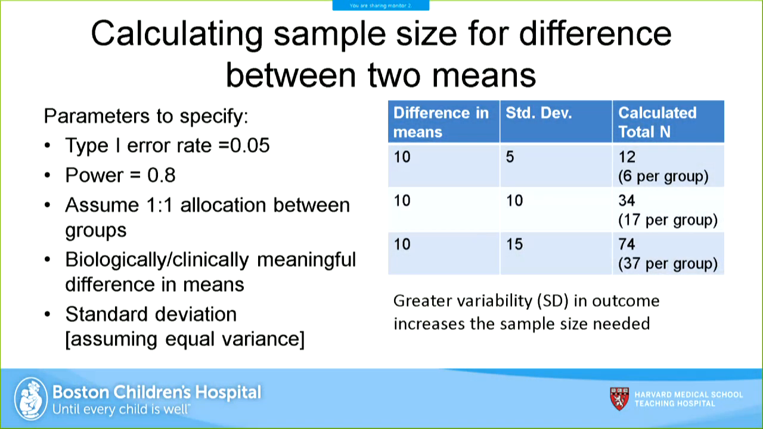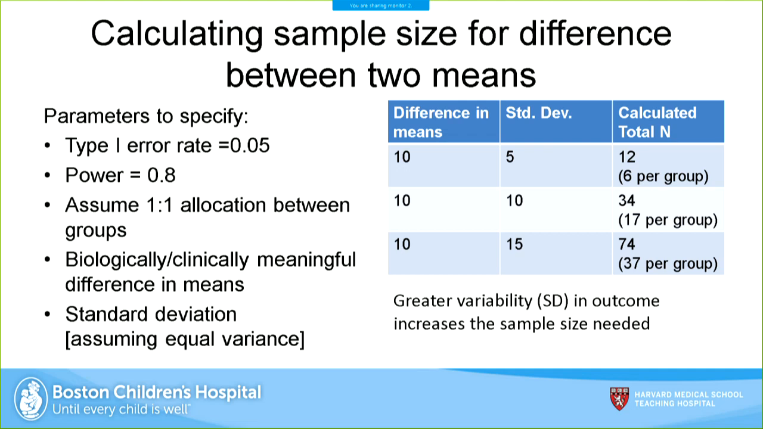All right, so let's try to calculate the sample size for the difference between two means. So these are some parameters you would want to specify. So you need to think about the type 1 error rate. So typically we pick 5%. You need a p-value less than 0.05. As for power, generally we'd say 80% power is fairly good. You may decide to have a higher or lower power depending on what you're willing to accept.